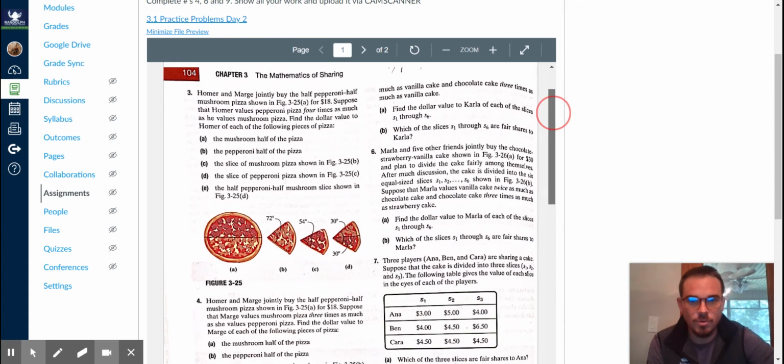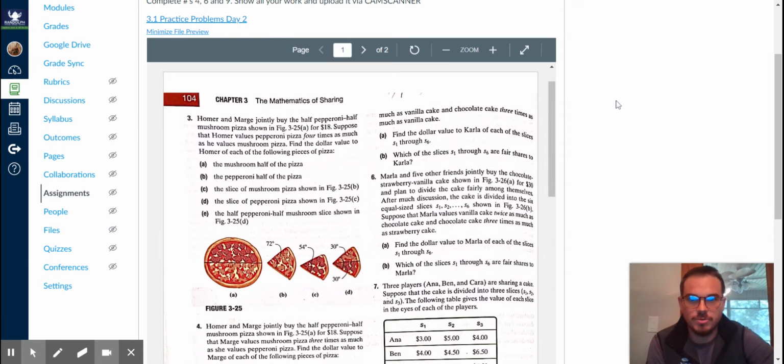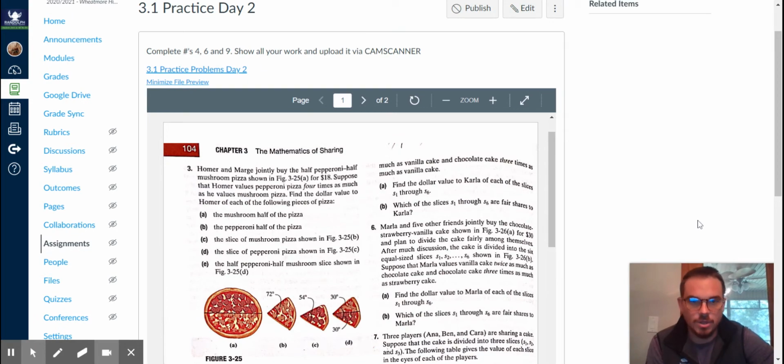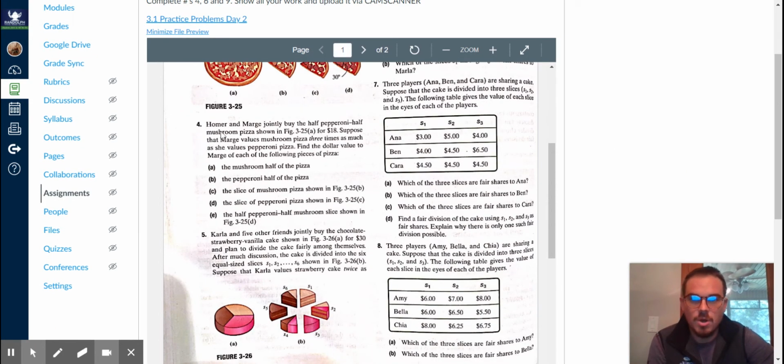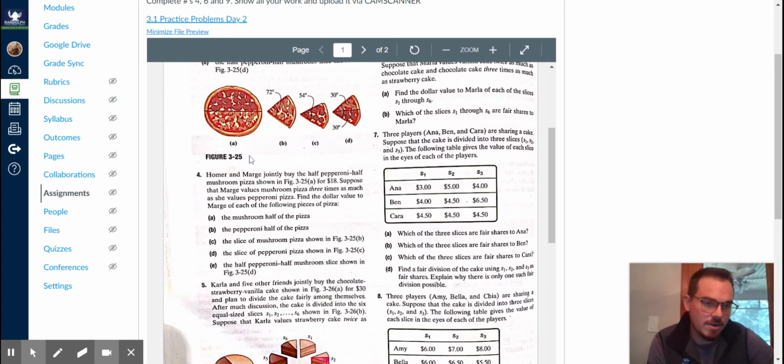So for this one, you're here on chapter 3, the mathematics of sharing, and we're going to go to number 4. Down here on number 4, we're actually going to use the exact same diagram that you used in your evaluate from yesterday. Homer and Marge jointly buy half the pepperoni pizza and half the mushroom pizza shown above. Same situation. Marge values the mushroom pizza 3 times as much as she values the pepperoni pizza. Find the dollar value Marge wants for each of the following.